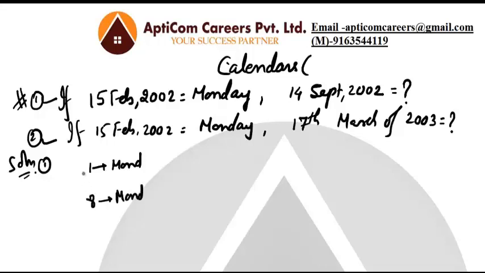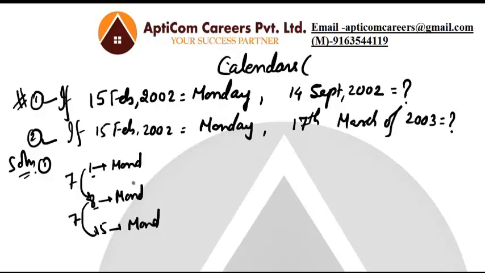Will again be Monday, right? Because the difference is 7. So what is the 15th of that month? It will again be Monday. Again you see the difference is 7. So we understand that if the difference of the two dates is a multiple of 7, the day will repeat.